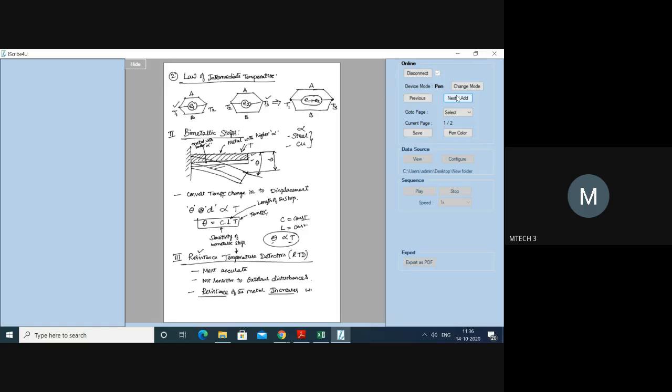with temperature, in linear manner. Now, this is the property. So, this is the basic principle of your resistance temperature detector. Now, what is that relationship going to be? Now, we'll just move on to the next page.